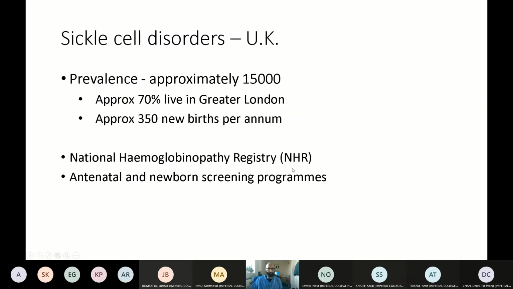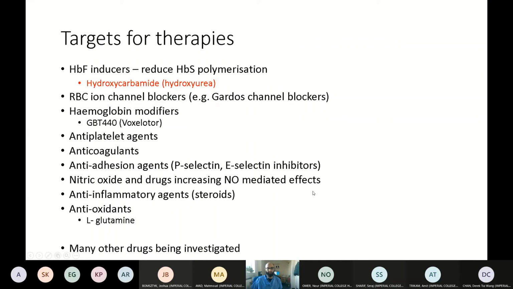So most of the data that we have on sickle cell patients now comes from the NHR. And as you know, in the UK, we do have good antenatal and newborn screening programs to detect patients with sickle cell disease. So again, that was just a background to highlight the importance of the therapies and put things into context.